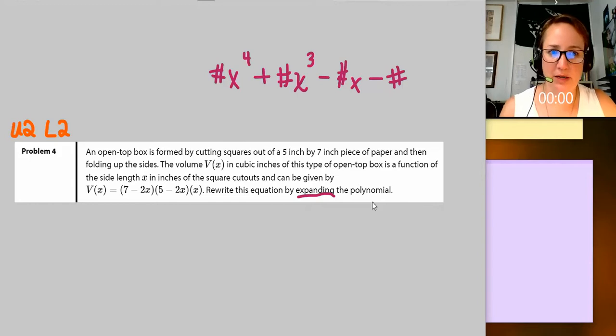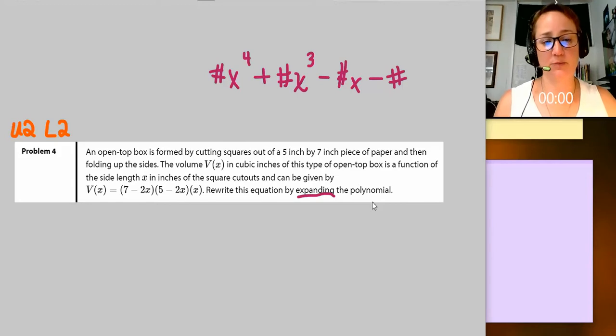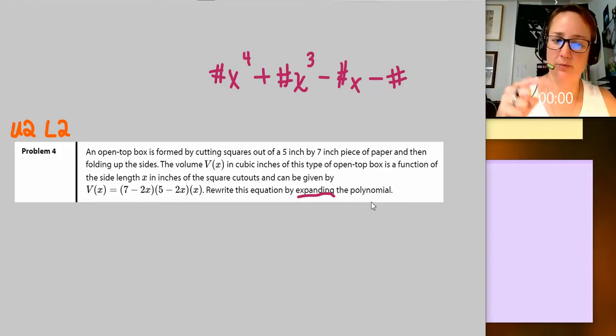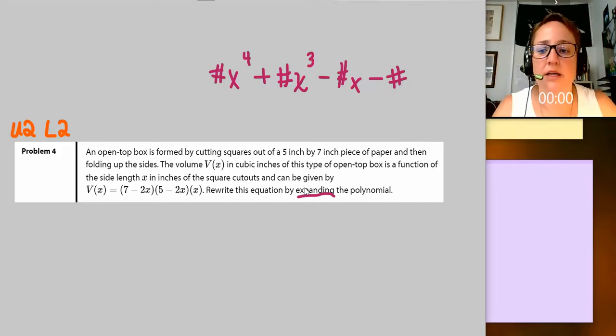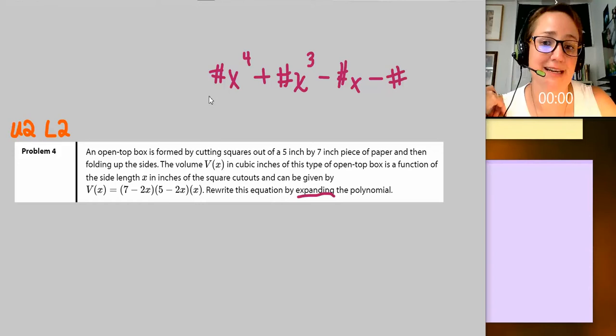And so you might not remember what that means because it was something you learned back in Algebra 1, and we're going to bring it back up here in Algebra 2 and use it pretty consistently for a lot of the rest of the year. And so when we're talking about expanding it, it means instead of having these 3 separate terms, we want to multiply those terms together until we have it in what's called standard form.